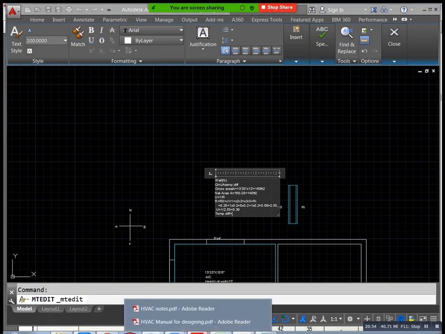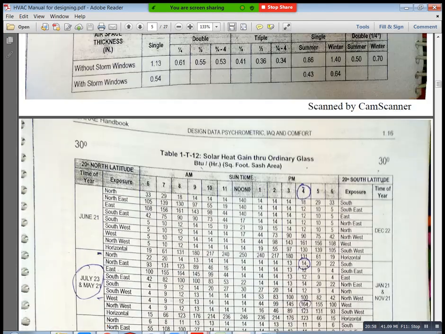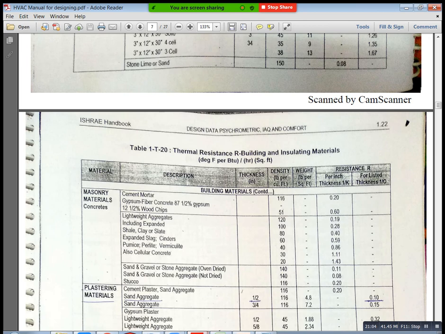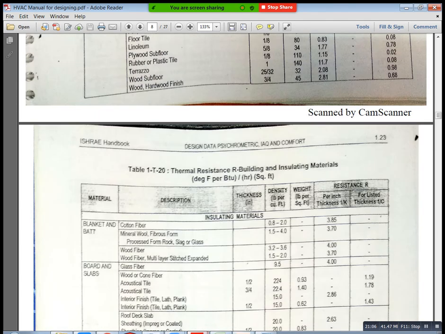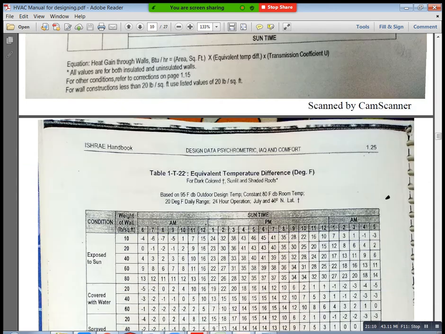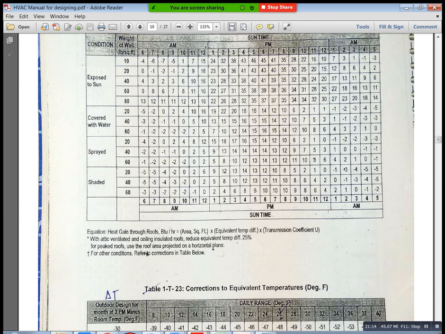See, now here we have wall. Yes, you can see equivalent temperature difference. Okay, weight of wall. But how can you get this weight of wall? You get the weight of wall by taking your brick and resistance materials. Just you can see here we have cement plaster. In this cement plaster condition, you can see weight in lb per square feet. Is there any weight here? We don't have any weight.